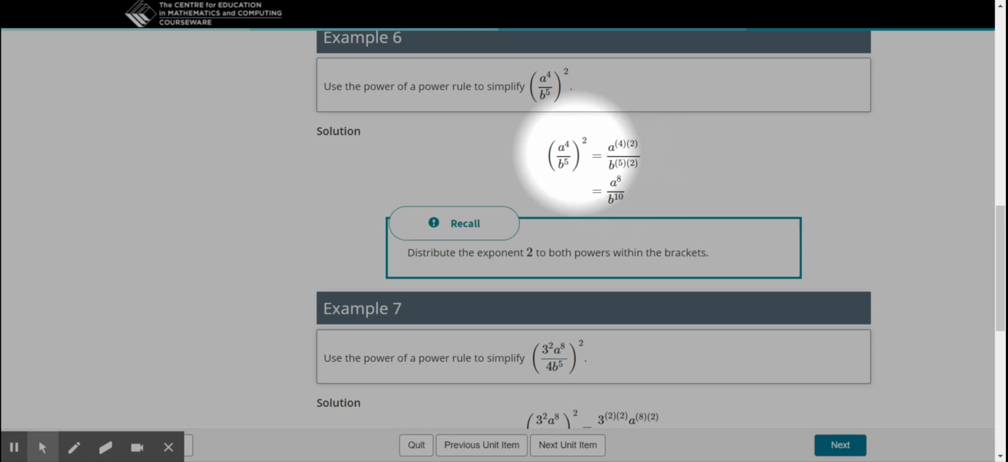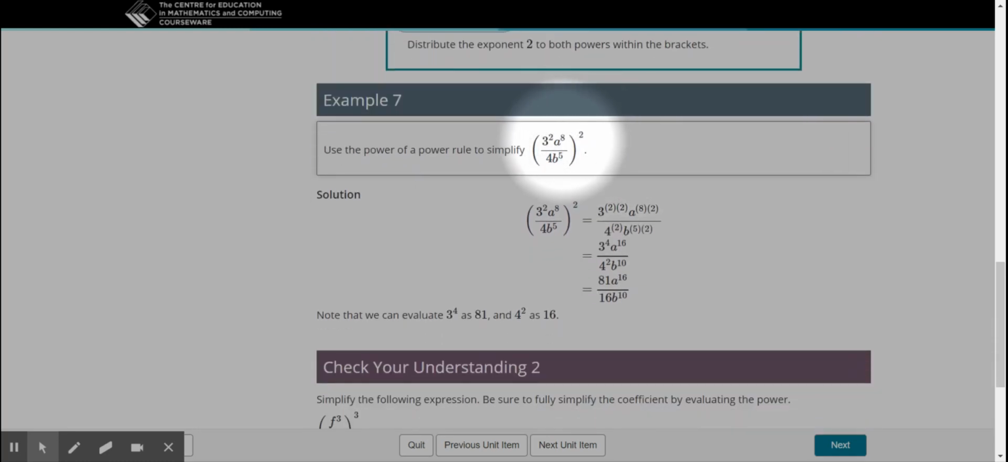So same idea. And then the last one we're going to do is a little bit more sophisticated. It has variables and it has coefficients, a numerator and denominator. One of our coefficients is raised to a power. So this has a lot of little details, but the logic is absolutely the same. The exponent 2 is distributed to each of these terms: to the 3 squared, the a^8, to the 4^1, and to the b^5.